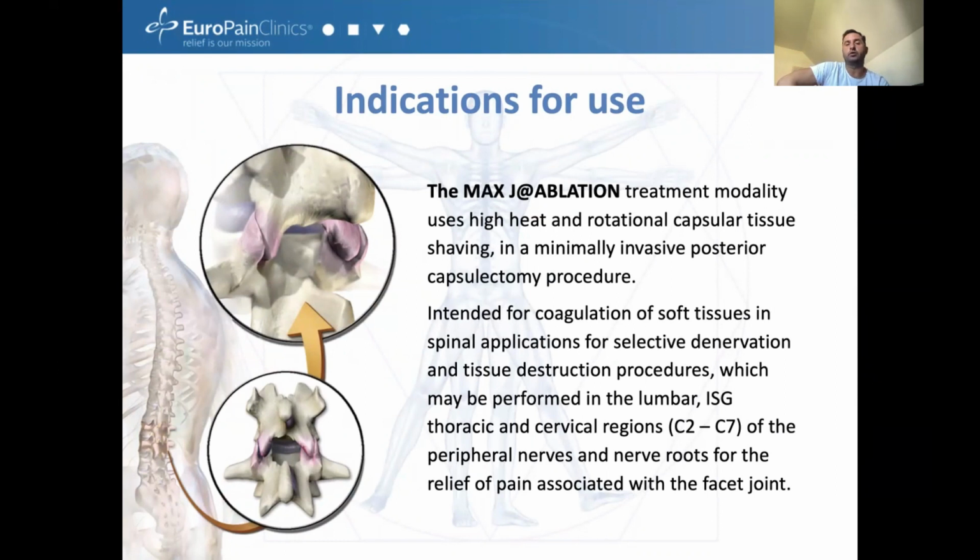And the concept is to take away the capsule, do the irrigation, and take away the inflammatory process from the facet joint to achieve the rehealing of the capsule and the capsular tissue, and just to get a better condition of the facet joint with the disappearance of the pain syndrome. So it is not a denervation procedure, it's a treatment procedure focused on the capsular tissue of the facet joint and the facet joint itself.